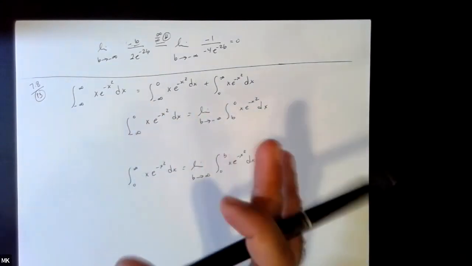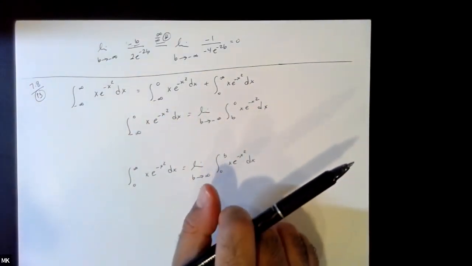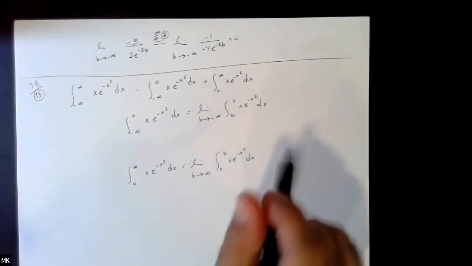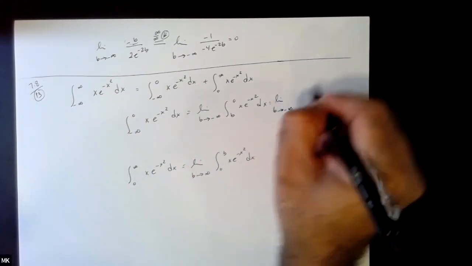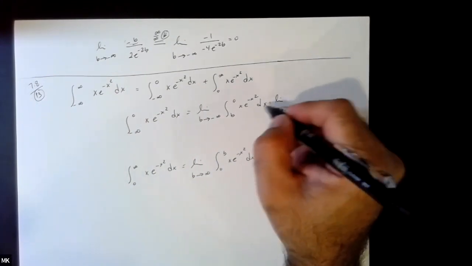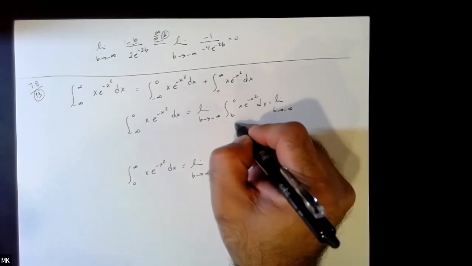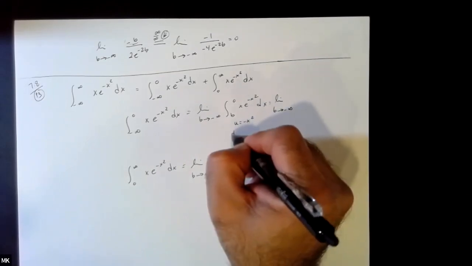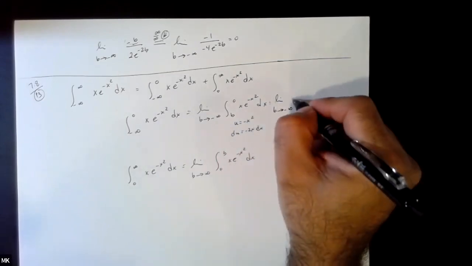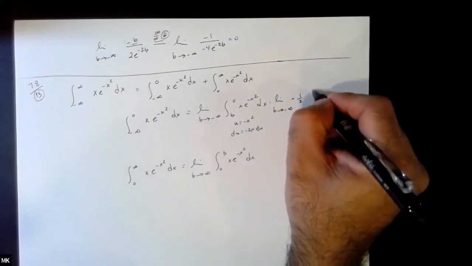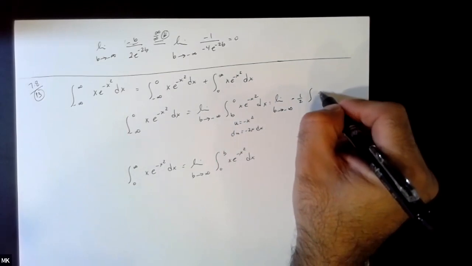And then once you find the limits, the sum of them would be what you need to have. So, limit as b goes to negative infinity of, I'm going to do a u-sub here. I'm going to let u be negative x squared, du is negative 2x dx. I have x dx, so I'm missing a negative 1/2, e to the u du.